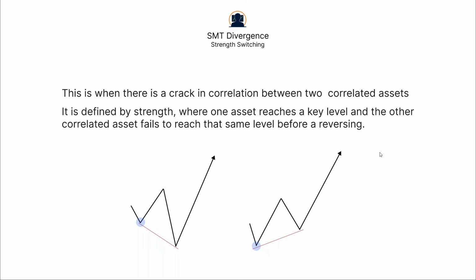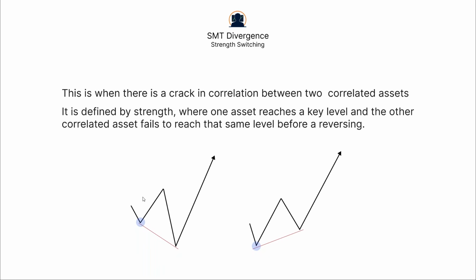This is when there is a cracking correlation between two correlated assets. It is defined by strength, where one asset reaches a key level and the other correlated asset fails to reach that same level before reversing. This will form an SMT. Assuming these are two correlated assets, this might be NQ and this is ES. You see that NQ trades into the key level and reverses, but ES reverses without trading into that key level. So this will form an SMT divergence, right?